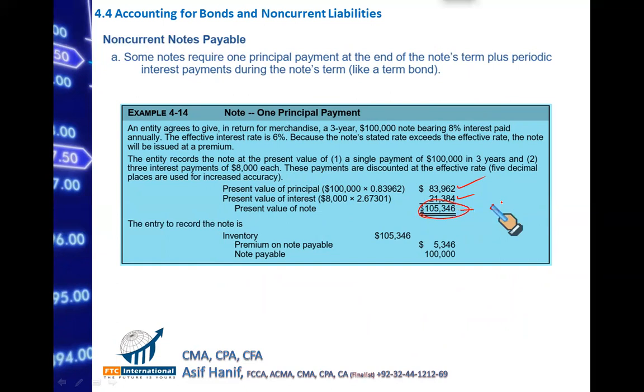The extra 5,346 is the premium. Face value is this, and this is the premium. So the entry I'm going to make is to debit the inventory, credit the premium on notes payable, and credit the notes payable.